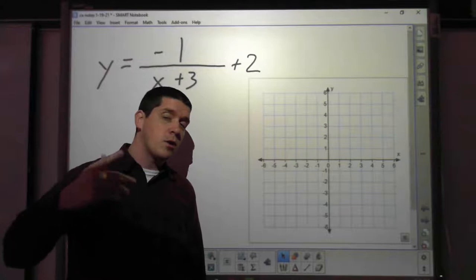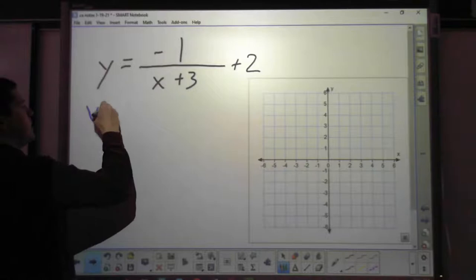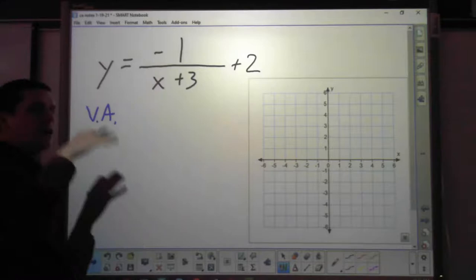Great. Now that you're back, let's take a look at this again. Find those asymptotes. Vertical asymptote doesn't change. You might be like, but there's a plus 2 over there, Mr. Keith. There's a negative up there. Does not change. Set that equal to 0, and we get x equals negative 3.